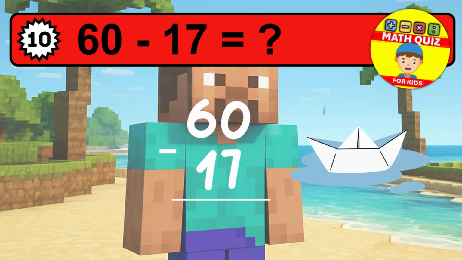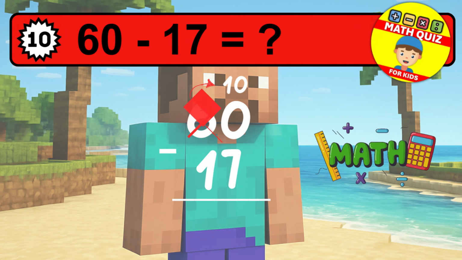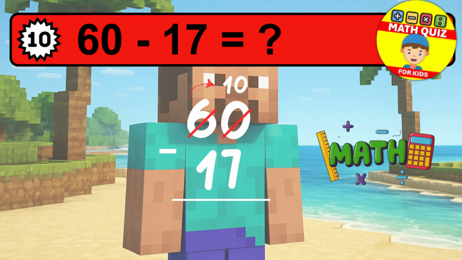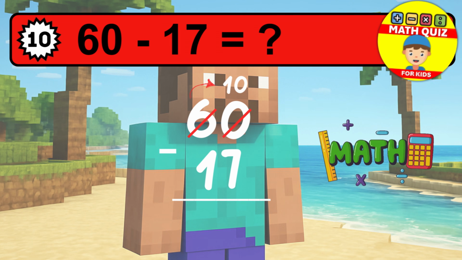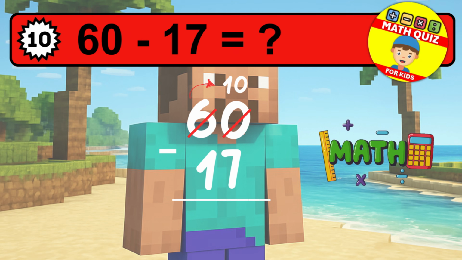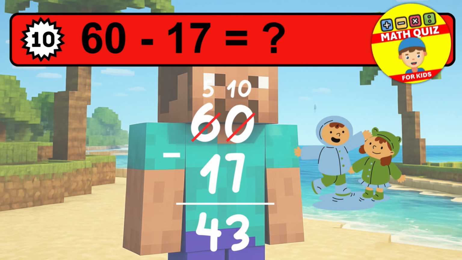Let's solve this step by step. We start with the units. 0 minus 7 is not possible, so we need to regroup. We take one 10 from the tens column. Now we have 5 tens, and the units become 10.